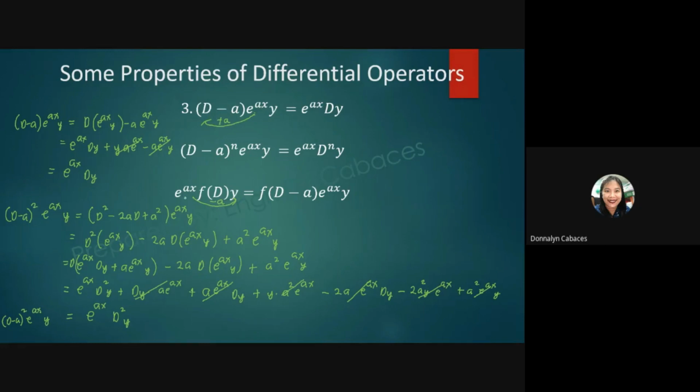But if you are to shift the exponential e to the ax to the right of the differential operator, then you have to put minus A in our differential operator. Okay? So again, you need not show the long procedure of evaluating the derivatives, but you may just use the property. So remember this property number 3 called exponential shift.